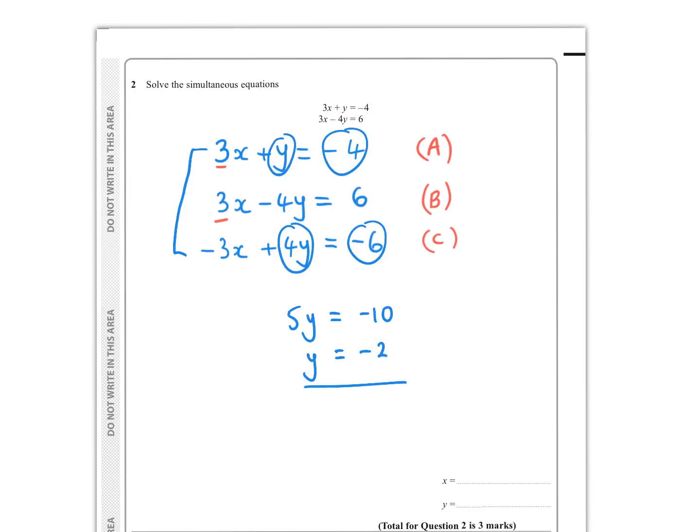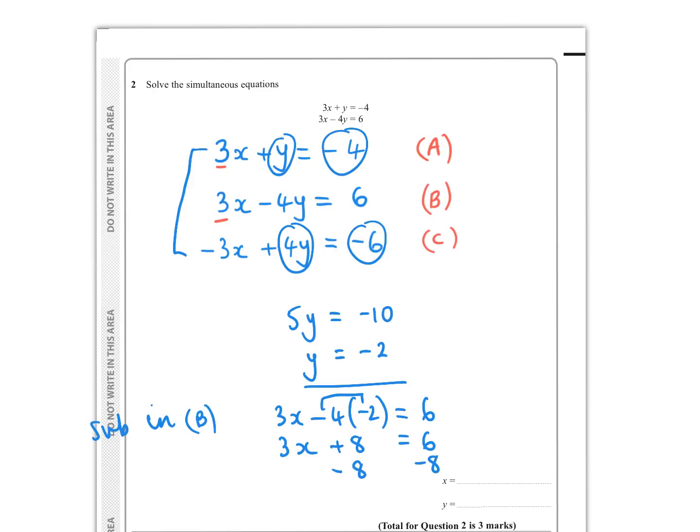And we can substitute that value back into A, B or C, it doesn't really matter. Let's try and put it into B, so in B, or you can write sub in B for substitute in B, we'd have 3x minus 4 lots of y equals 6, so that would give 3x plus 8 equals 6, and then if we take away 8 from both sides, we'd have 3x equals negative 2, so from here, if we divided both sides by 3, we'd have x is minus 2/3. So we have x is minus 2/3 and y is negative 2.